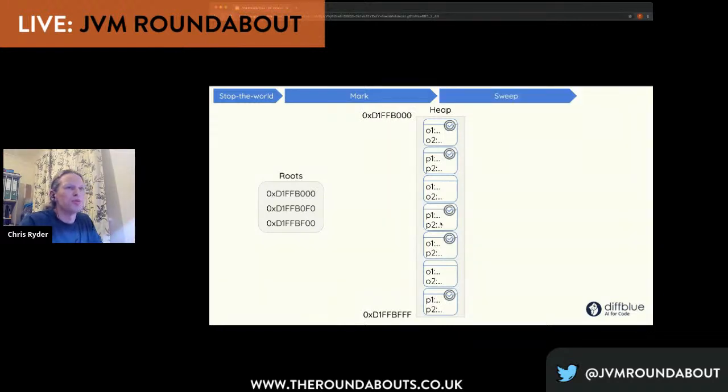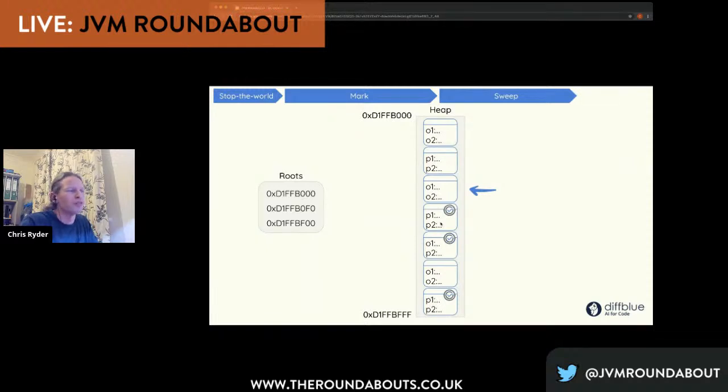Then you move on to a sweep phase. In a sweep phase, you start with effectively a pointer to the first object in the heap. And if it's a marked object, you unmark it. And then you move to the next object. If that's a marked object, again, you unmark it, move to the next object. If the next object is unmarked, then that means it was a dead object.